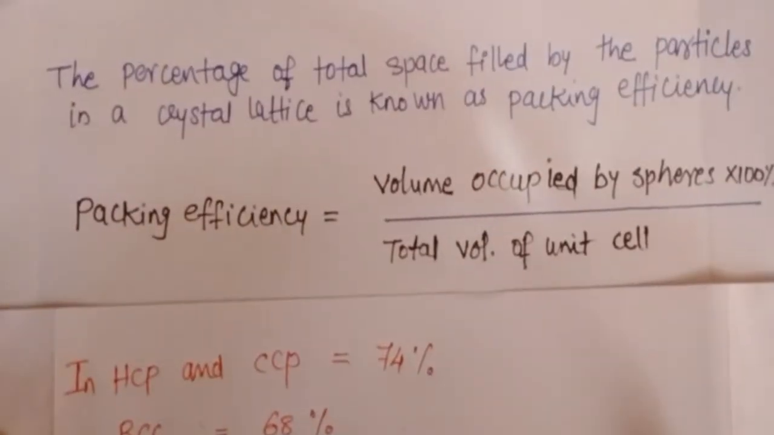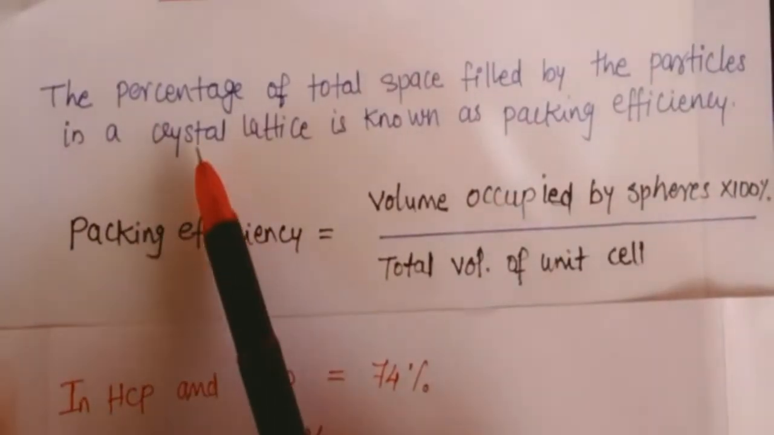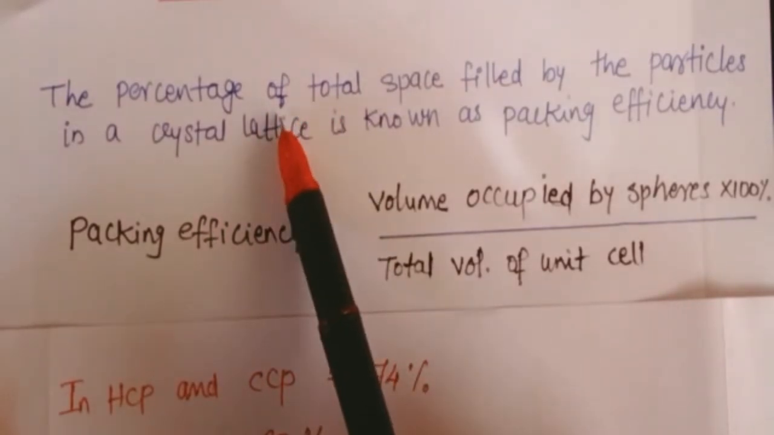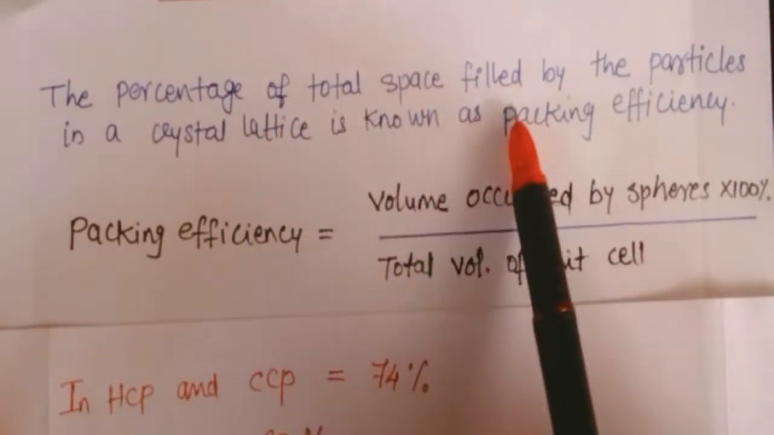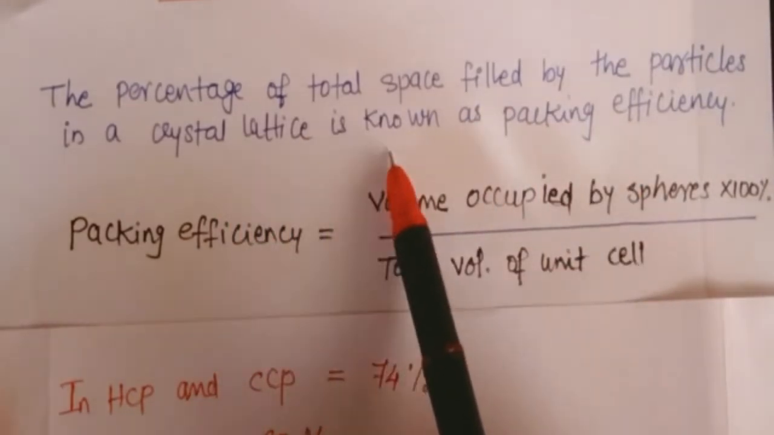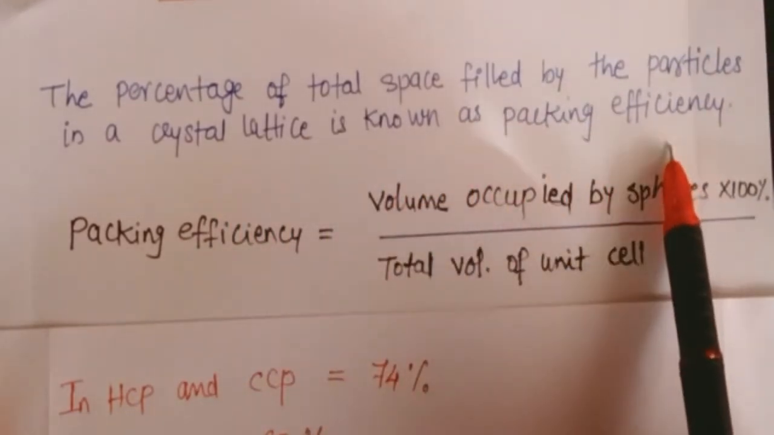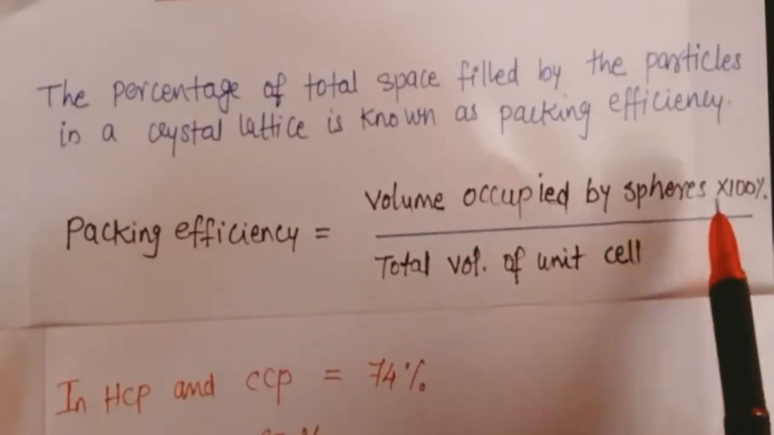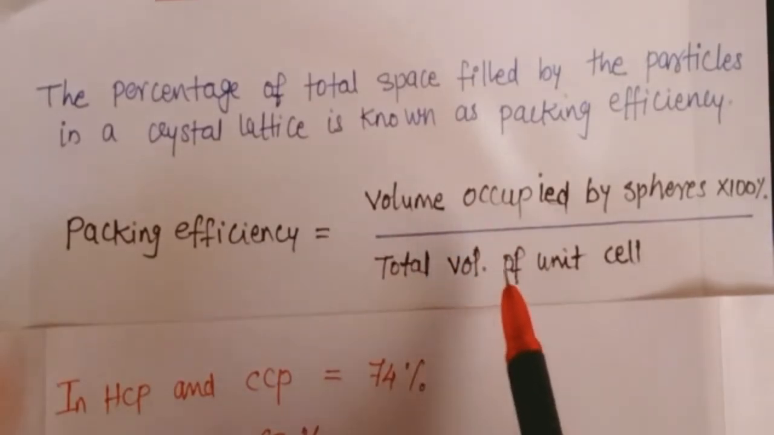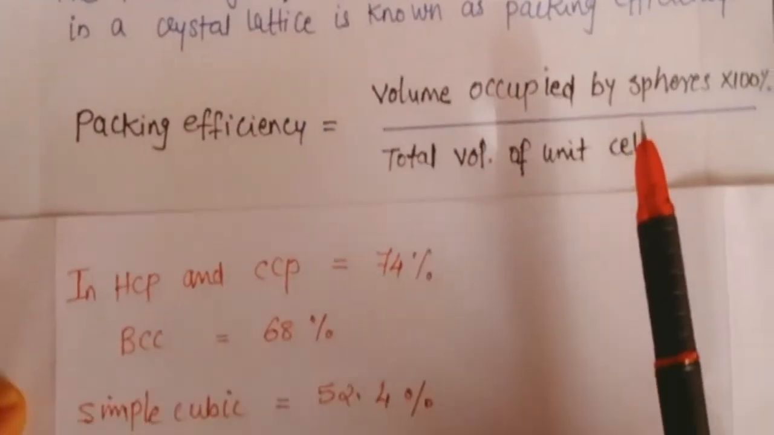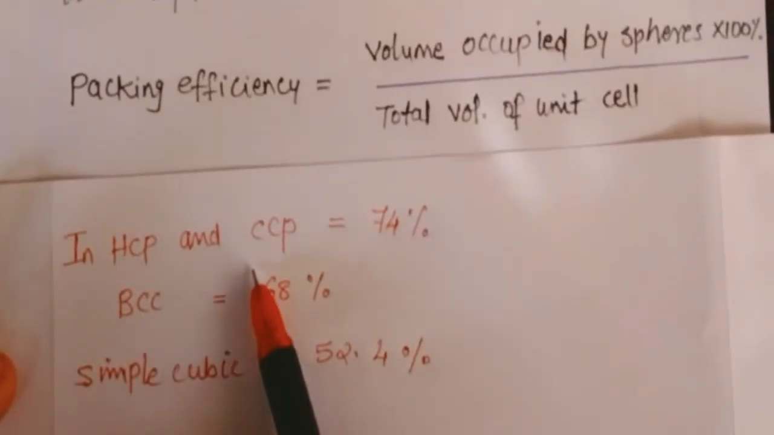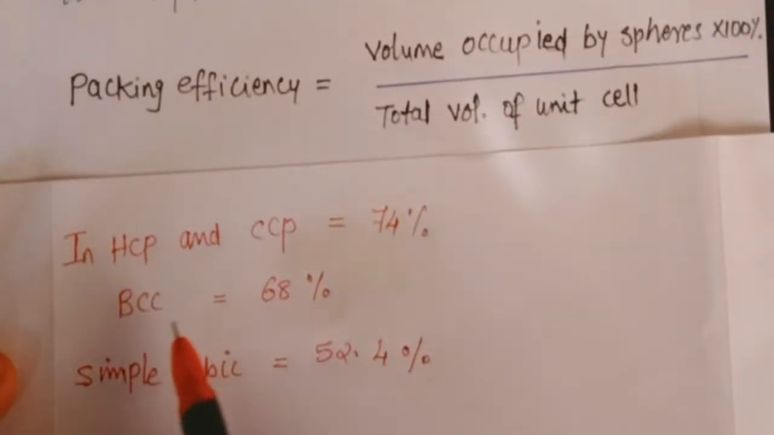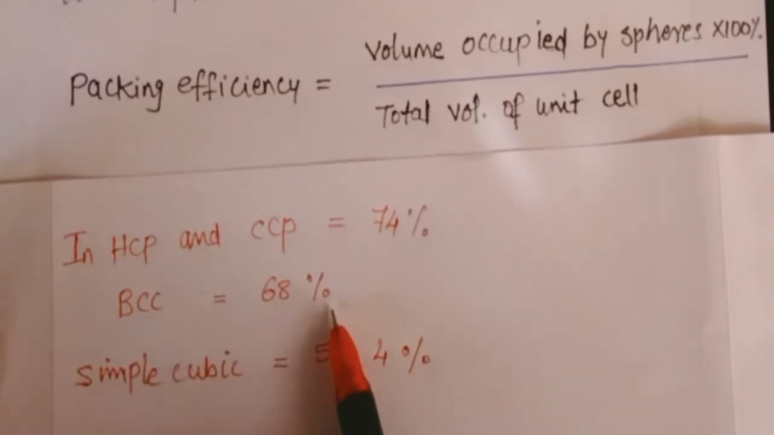Then the next one is packing efficiency. It means the percentage of total space filled by the particles in a crystal lattice is known as packing efficiency. Packing efficiency equals the volume occupied by spheres times 100% divided by the total volume of the unit cell. In HCP and CCP it is 74% and in BCC it is 68%. In simple cubic it is 52.4%. Okay, this is today's topic.